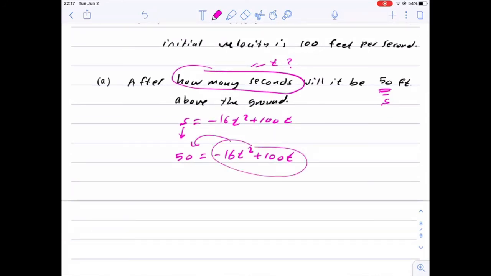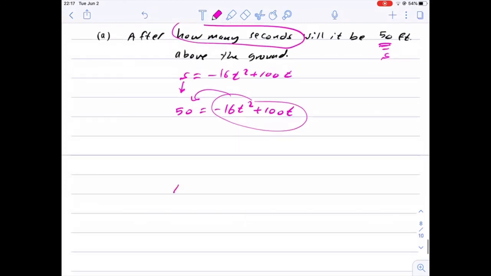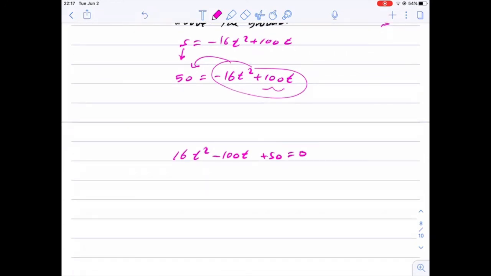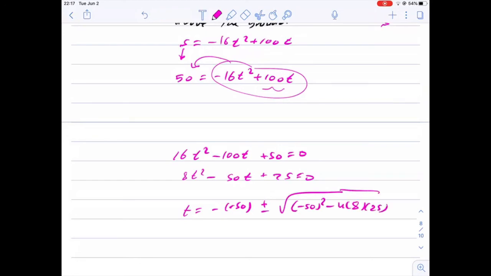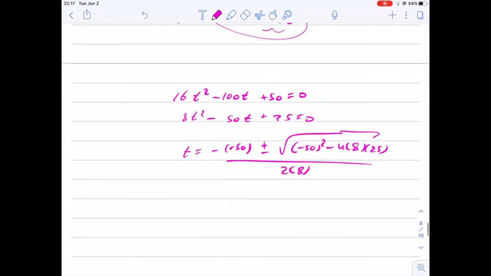Now we bring these to the left-hand side to make the coefficient of t squared positive. So we get 16t squared minus 100t. When we bring them to the other side, we change the signs, and we already have 50 on the left-hand side. This is equal to 0. We can simplify by dividing by 2 to get 8t squared minus 50t plus 25 equals 0. And then we apply the quadratic formula. Negative b, or negative b is negative 50, plus or minus square root b squared minus 4 times 8 times 25, all over 2 times 8.